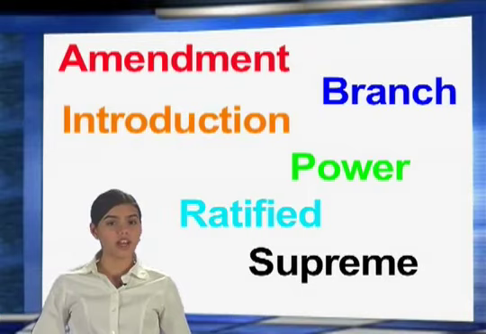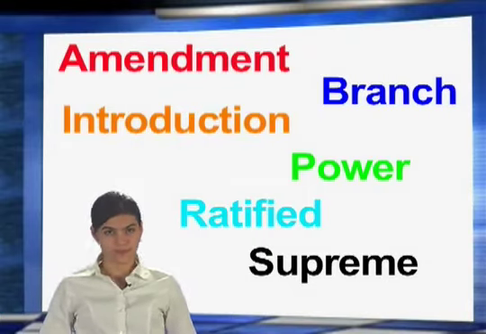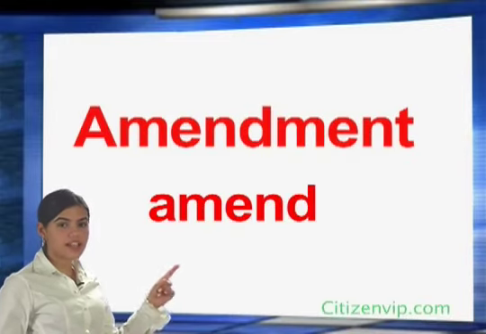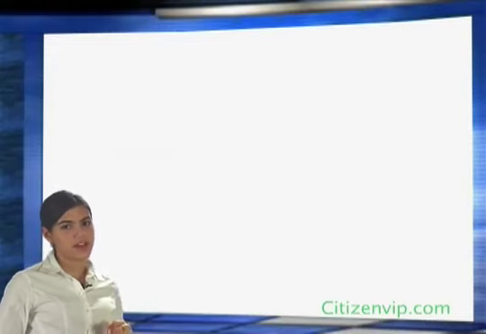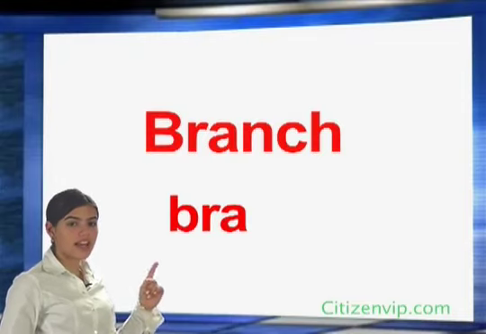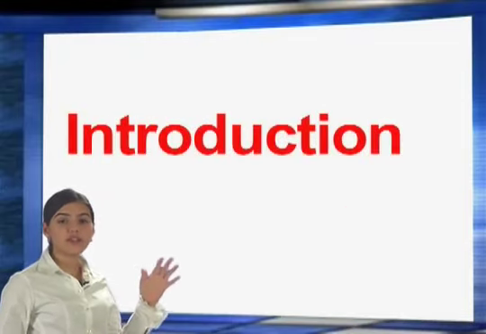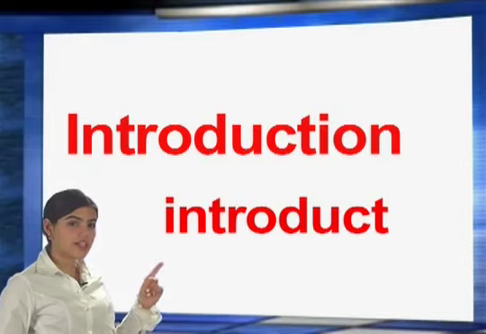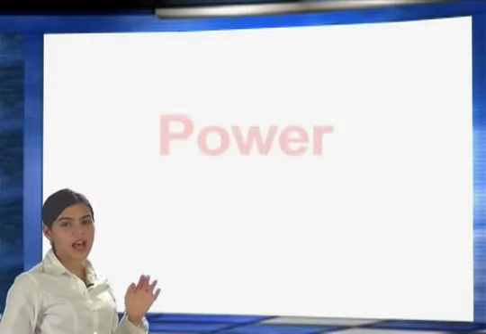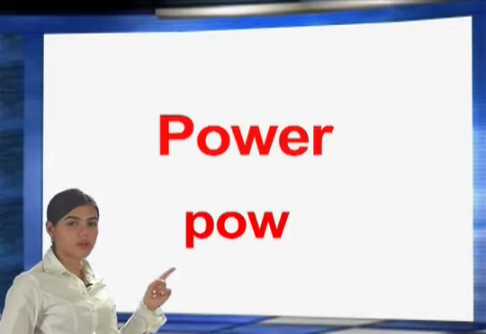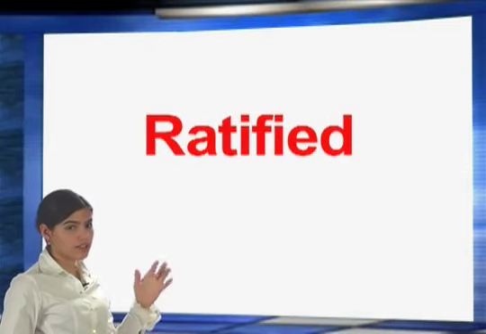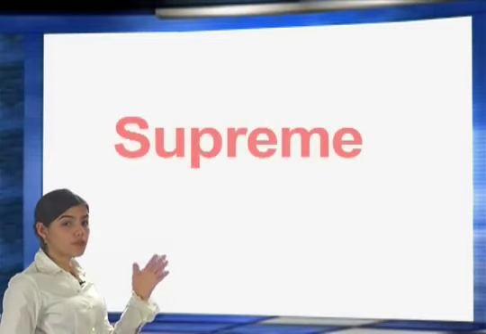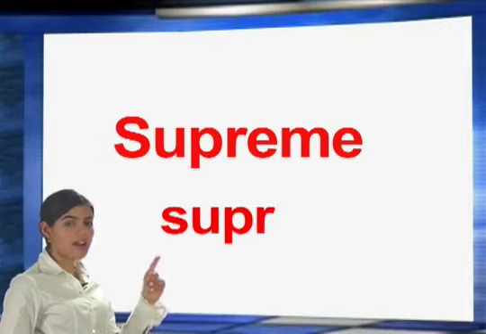Let's get familiar and learn how to spell the following words. Amendment. A-M-E-N-D-M-E-N-T. Branch. B-R-A-N-C-H. Introduction. I-N-T-R-O-D-U-C-T-I-O-N. Power. P-O-W-E-R. Ratified. R-A-T-I-F-I-E-D. Supreme. S-U-P-R-E-M-E.